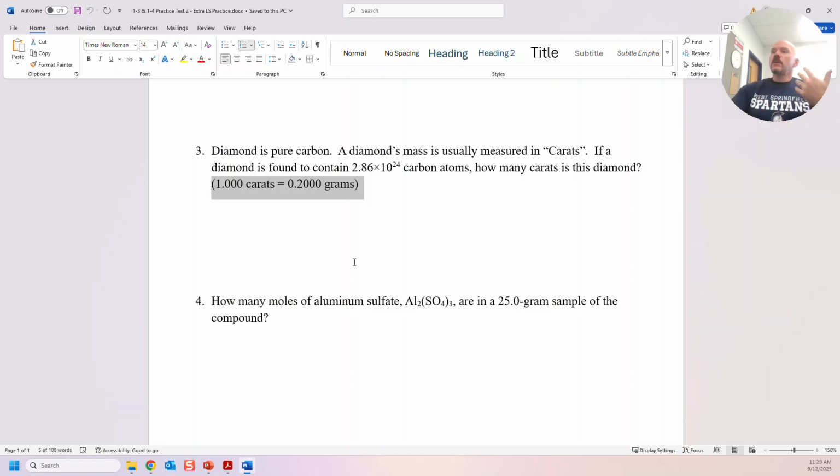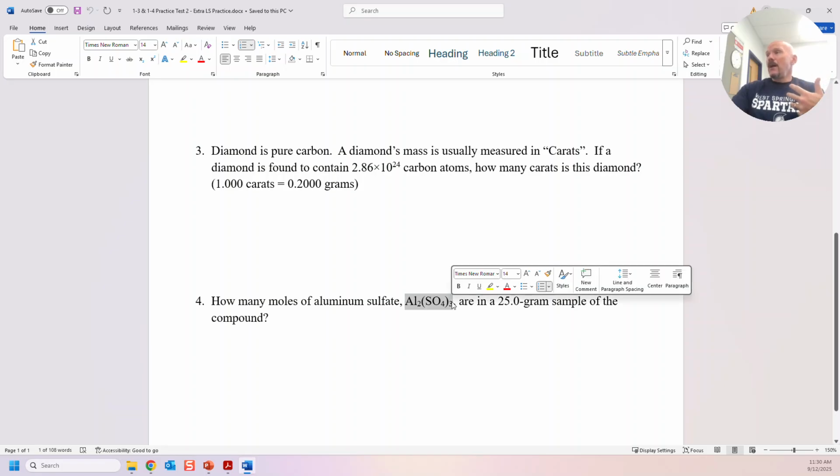So if we look at number 4, this is a simple problem. We have grams, we got to go to moles. What are you supposed to do? Grams divided by the molar mass will give you moles, right? That's what we have to do. And if you knew that and you knew the molar mass of this compound, and you didn't have to show your work, you just do 25 divided by whatever the molar mass of this is, and that's your answer.